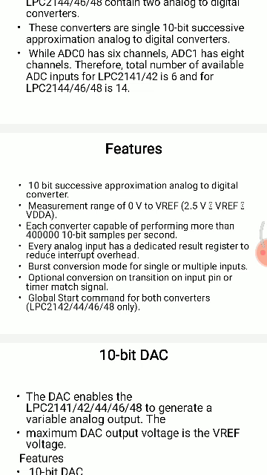Each converter is capable of performing more than 400,000 10-bit samples per second. Every analog input has dedicated result registers to reduce the interrupt overhead. There is a burst conversion mode for single or multiple inputs, optional conversion on a transition on an input pin or timer match signal, and a global start command for both converters.